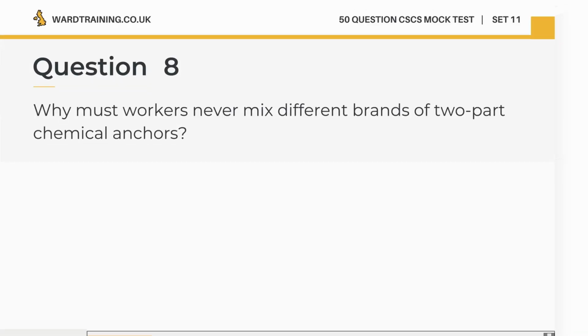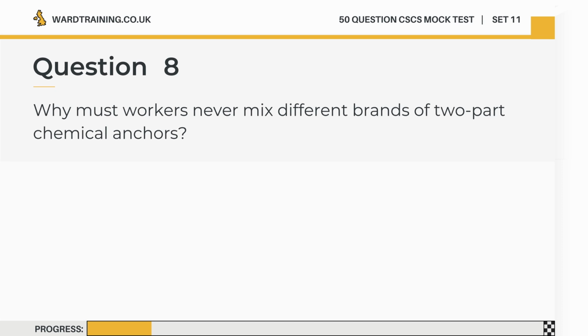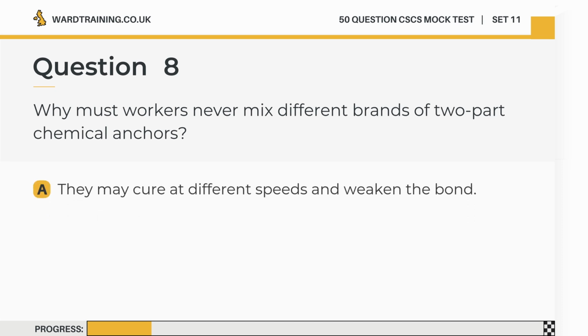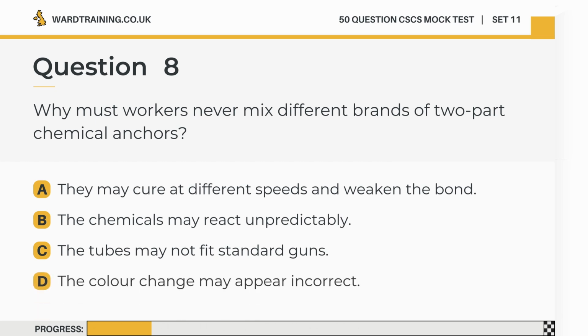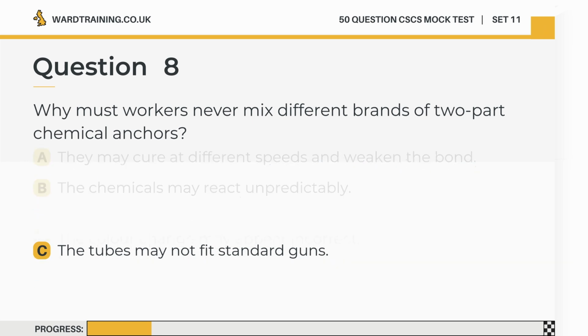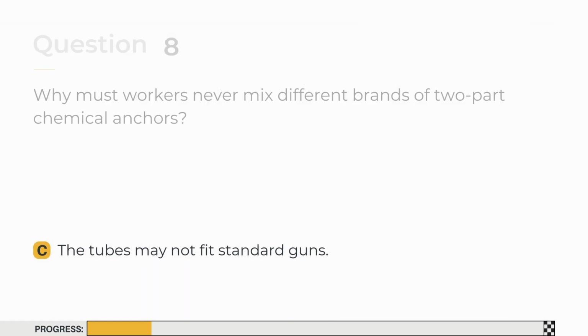Question 8. Why must workers never mix different brands of two-part chemical anchors? A. They may cure at different speeds and weaken the bond. B. The chemicals may react unpredictably. C. The tubes may not fit standard guns. D. The color change may appear incorrect. The correct answer is B. The chemicals may react unpredictably.